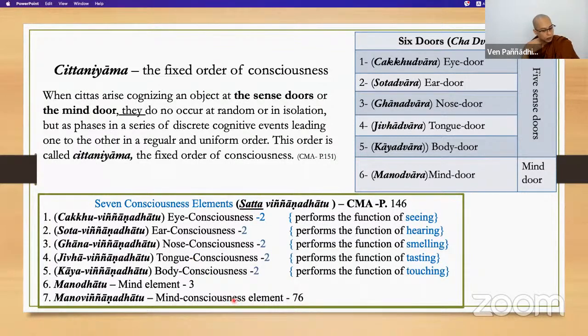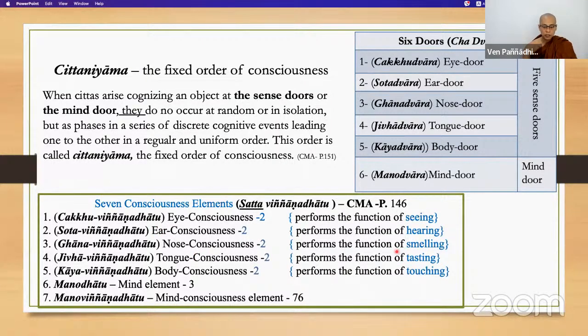Because they perform different functions. Here you see the function. The 2 eye consciousness perform the function of seeing. With the eye consciousness you can see, but you cannot hear with it. Now the ear consciousness, Sota Viññāna Citta, performs the function of hearing. When you hear, that is the function of the ear consciousness. Without the ear consciousness, we cannot hear.